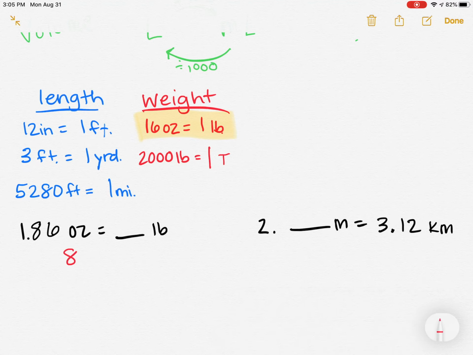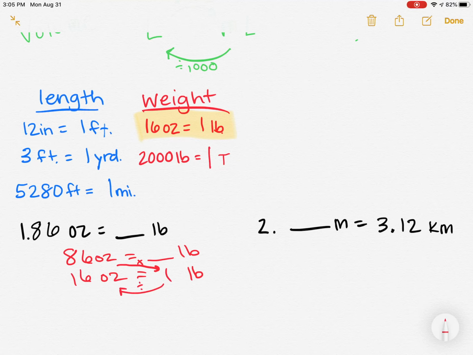So, let's use that to help us answer this question. 86 ounces is equal to how many pounds? We know that there are 16 ounces in 1 pound, and we can cross multiply to find our answer. 86 times 1 divided by 16. 86 times 1 is, of course, 86.